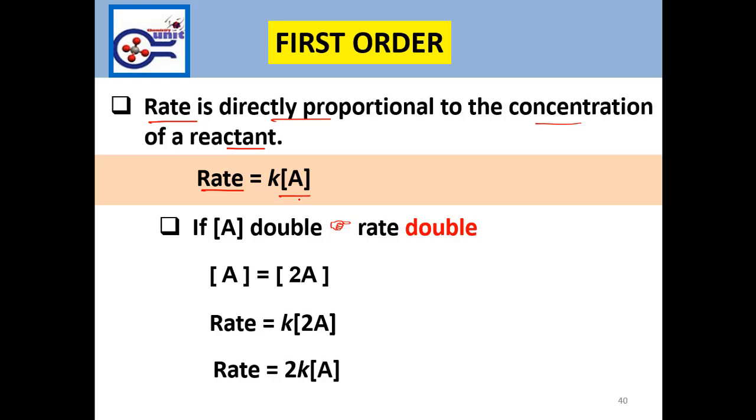Maksudnya kalau contoh you double concentration, you punya rate pun akan double. Okay, contohlah kalau you double concentration, sekarang concentration you akan jadi 2A. Okay, so apa kita buat? KA tu is our rate lah. So 2 tu kita bawa keluar. Rate asal adalah KA, sekarang kita darab 2. Sebab apa? Concentration tu double. So bila concentration double, kita punya rate pun akan double juga.